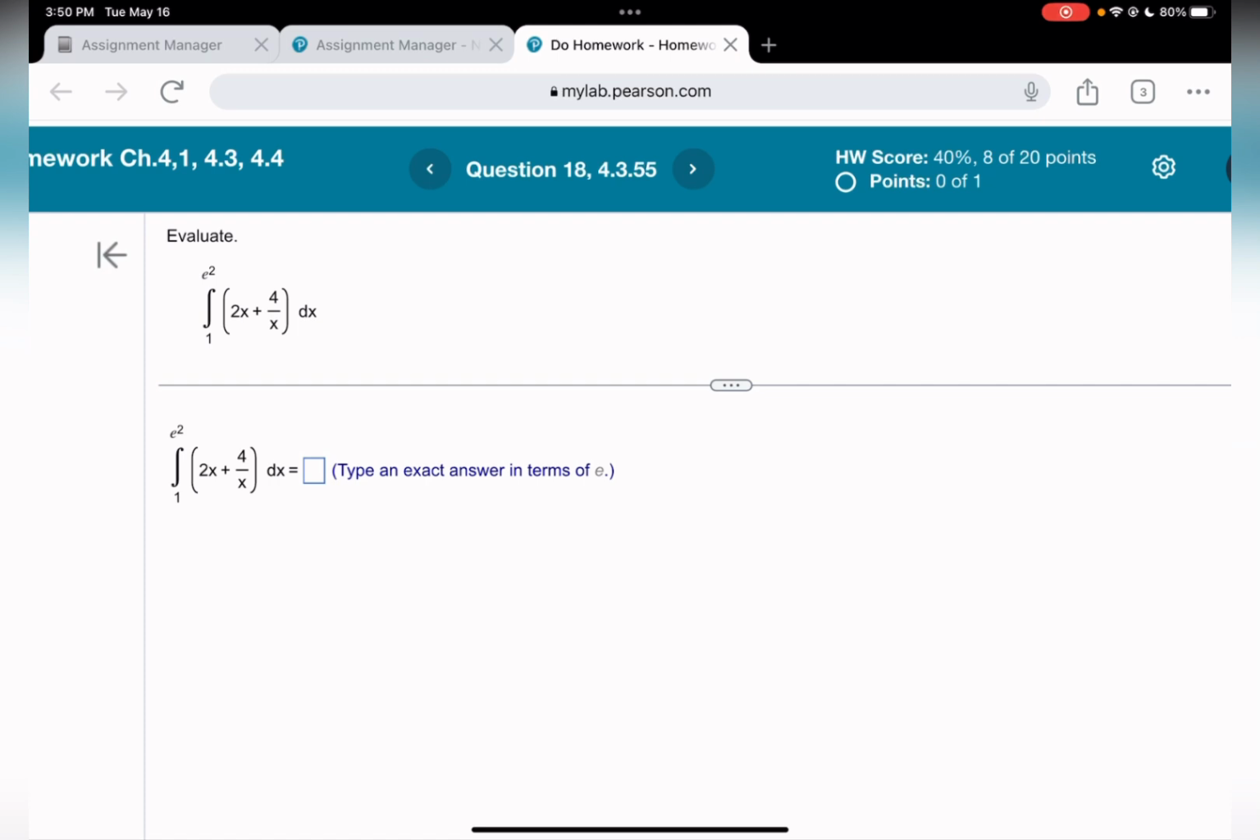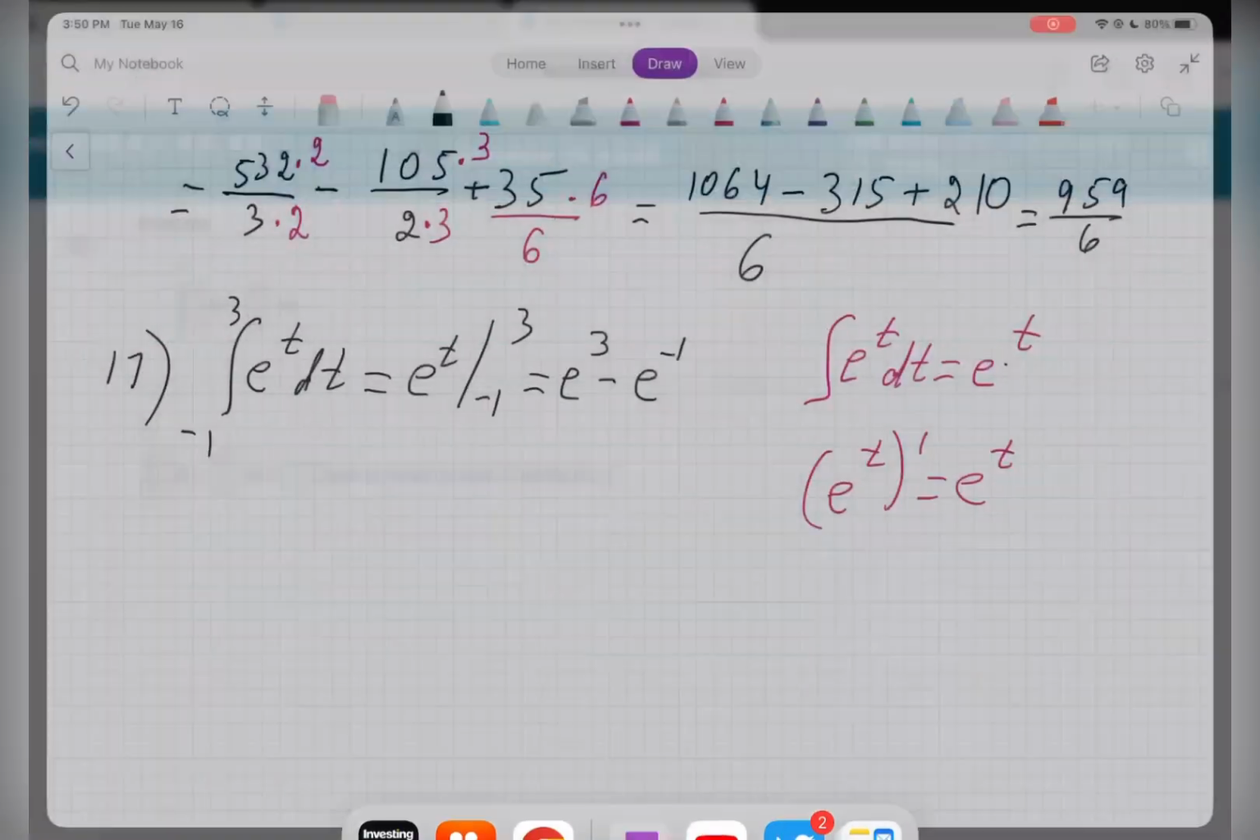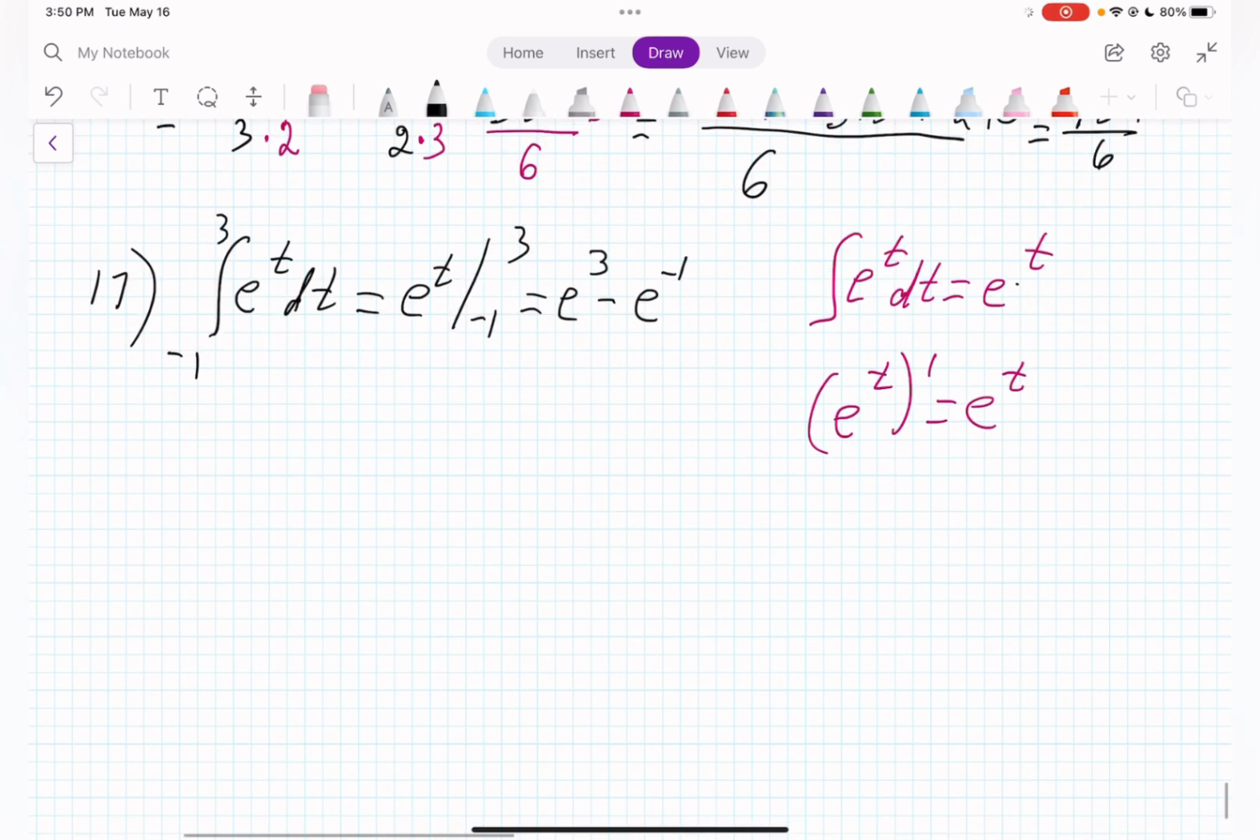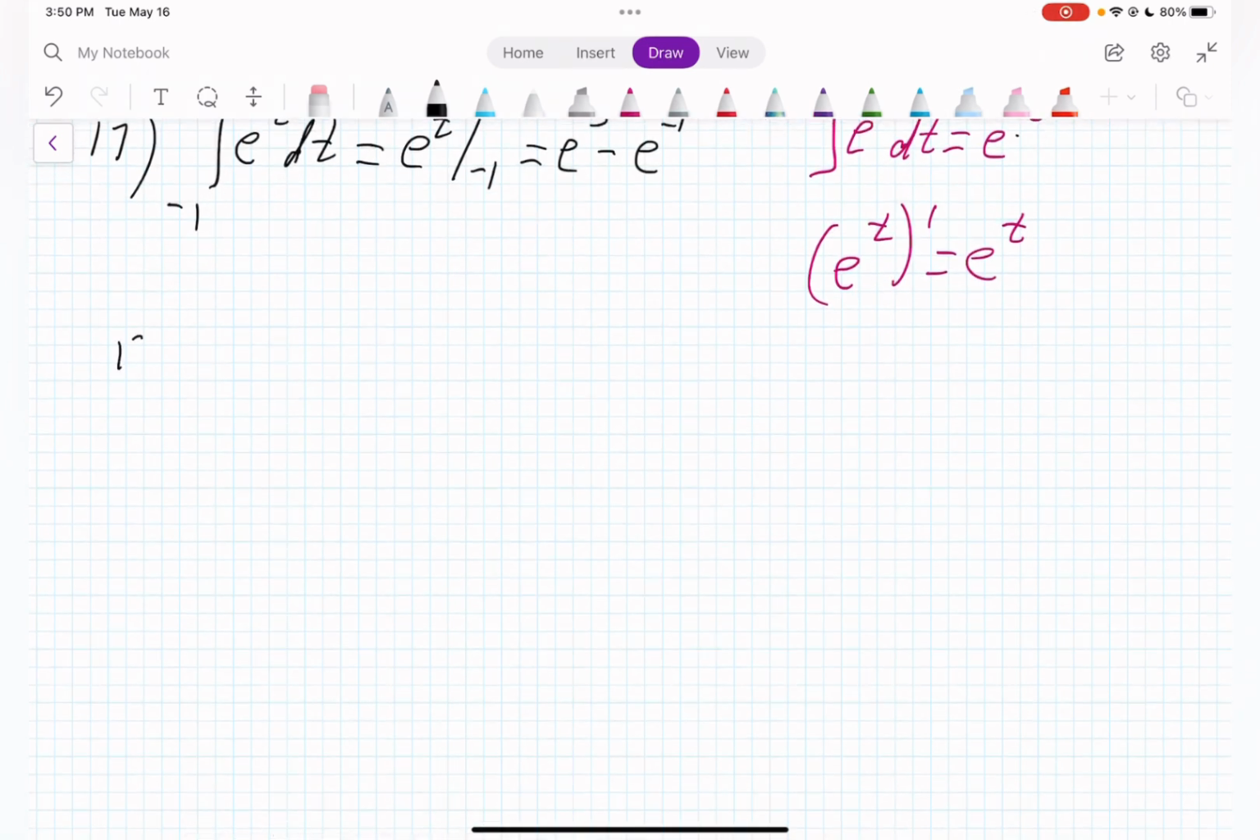Okay. Number 18. It's going to be integral from 1 to e to power 2. And I get 2x. Let me see. And I get 2x plus 4 over x and dx.